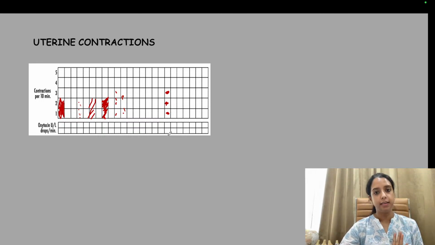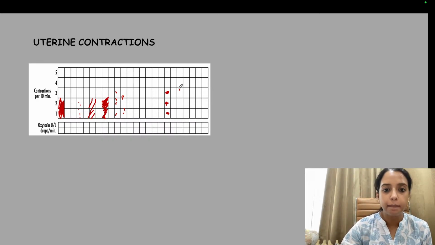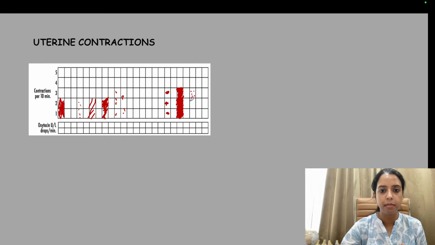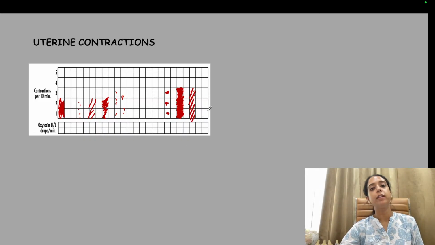Other is intensity. If it's a good intensity contraction, I will completely color the box. 3 contractions, good intensity. Good intensity means persisting for more than 40 seconds. Persisting for 20 to 40 seconds means moderate, I will make lines. Weak contractions coming and going within 20 seconds, I'll make dots.